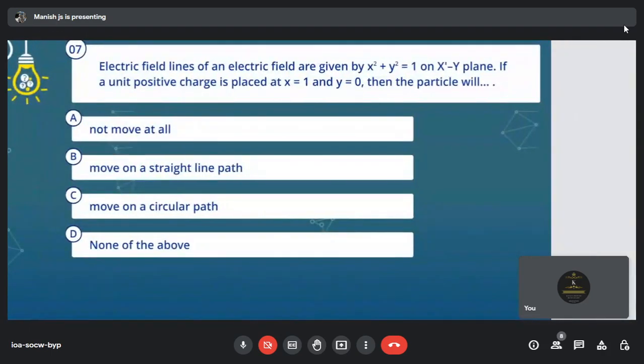Electric field lines of an electric field is given by x square plus y square is equal to 1 on the xy plane. If a unit positive charge is placed at x is equal to 0 and y equal to 0, x equal to 1 and y equal to 0, then the particle will be. So they are placing it on the x-axis itself at a distance of 1 meter. So will it not move, or move in a straight line, or move in a circular path, or none of the above?